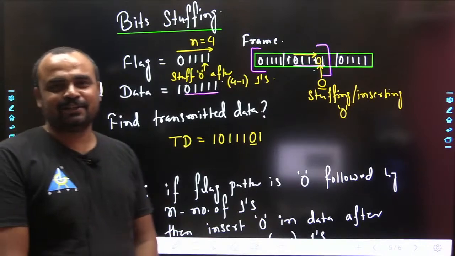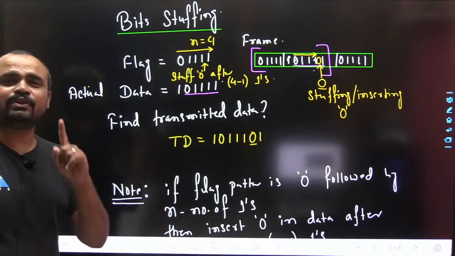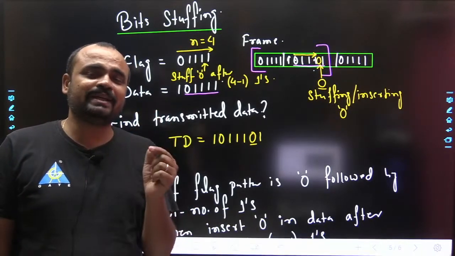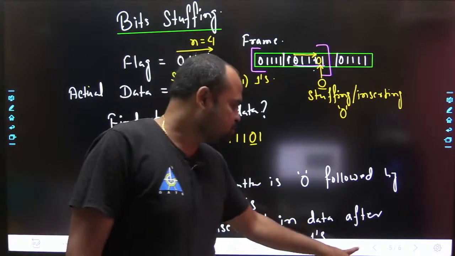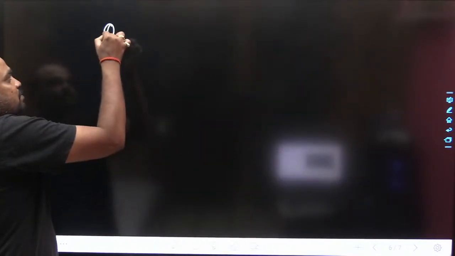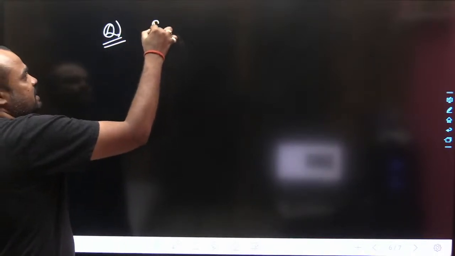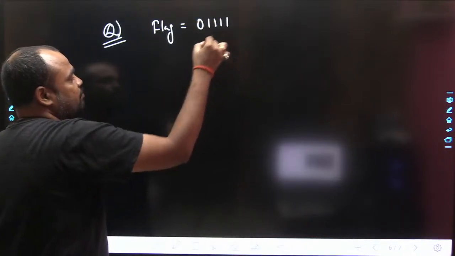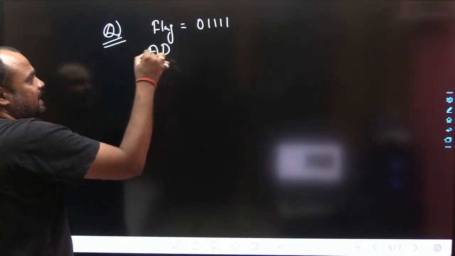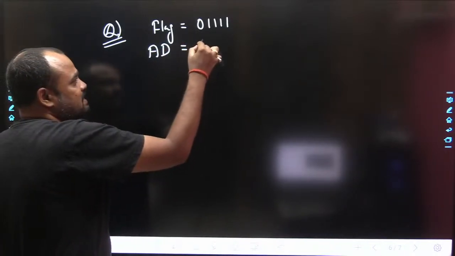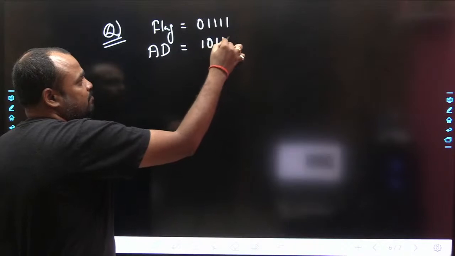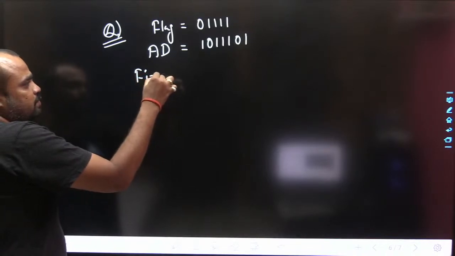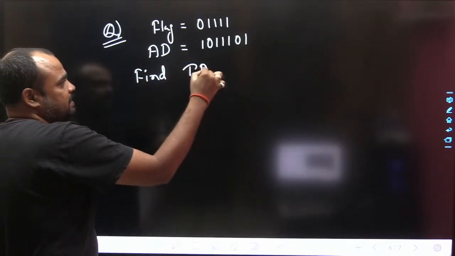Are you getting my point? So I am leaving this session with one question. What you have to do is try that one, and tomorrow we will meet again and think about it. Okay? So just see over here. Suppose I am giving you a question. Suppose the flag pattern is given as 0 followed by 4 ones, and the actual data, AD means actual data, is given as 1 0 1 1 1 and 0 1. So you need to find the transmitted data.